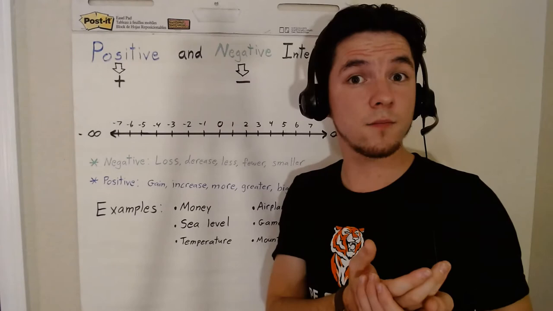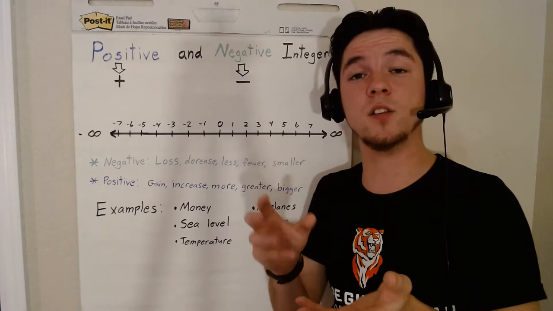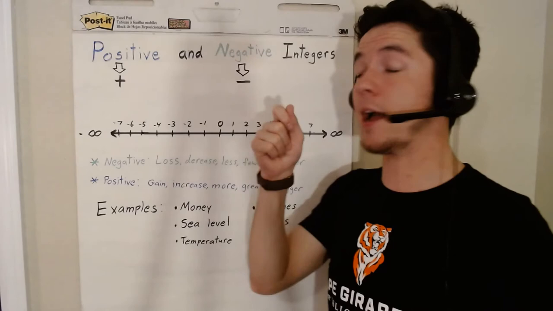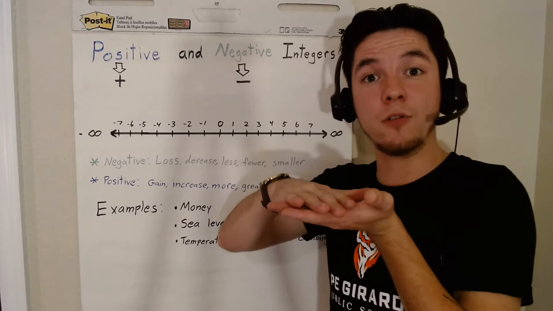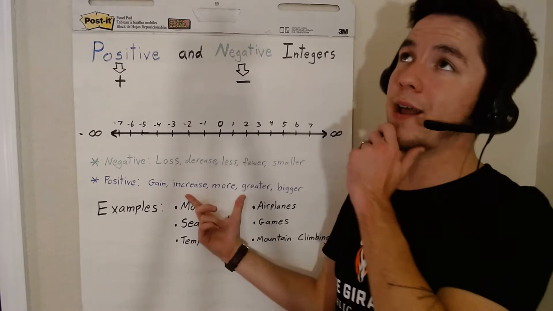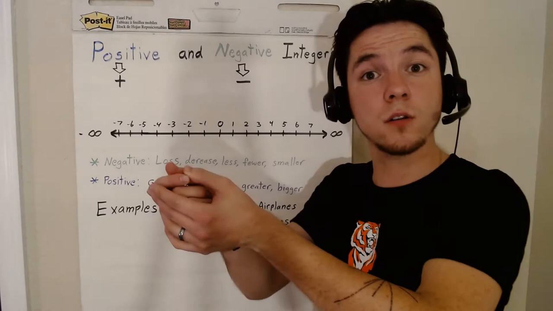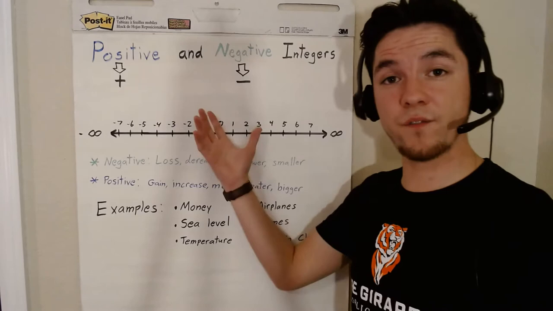A deposit, in monetary terms, is when you get money. So if I have a check for $50 and I put that check in the bank, my bank account increases by $50. So that is a positive integer. So I could ask myself, what integer would represent me depositing $50? The answer would be plus 50, because it is a positive change.